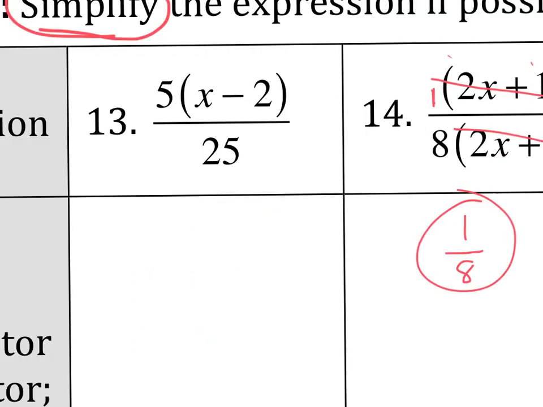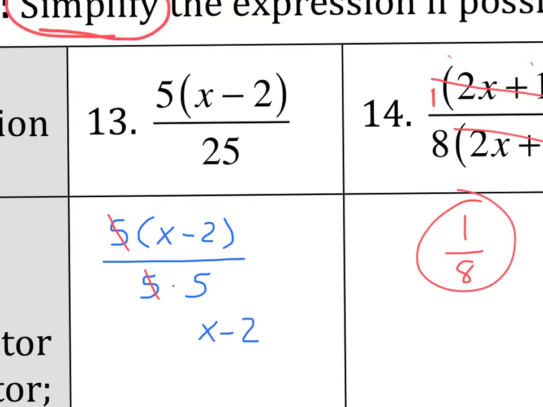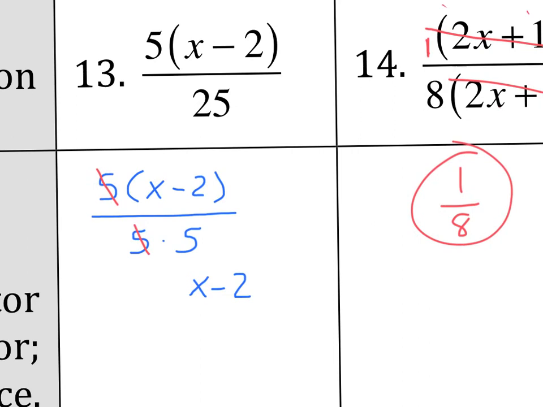Well, on number 13, the numerator is already factored. That's one of our biggest goals, to factor things. And in the denominator, I'm looking for a common factor that can reduce. Now that 5 times 5 is shown, I see I can reduce by 5s to become 1 there. And notice the numerator becomes x minus 2, and I do not need parentheses anymore, all divided by 5.